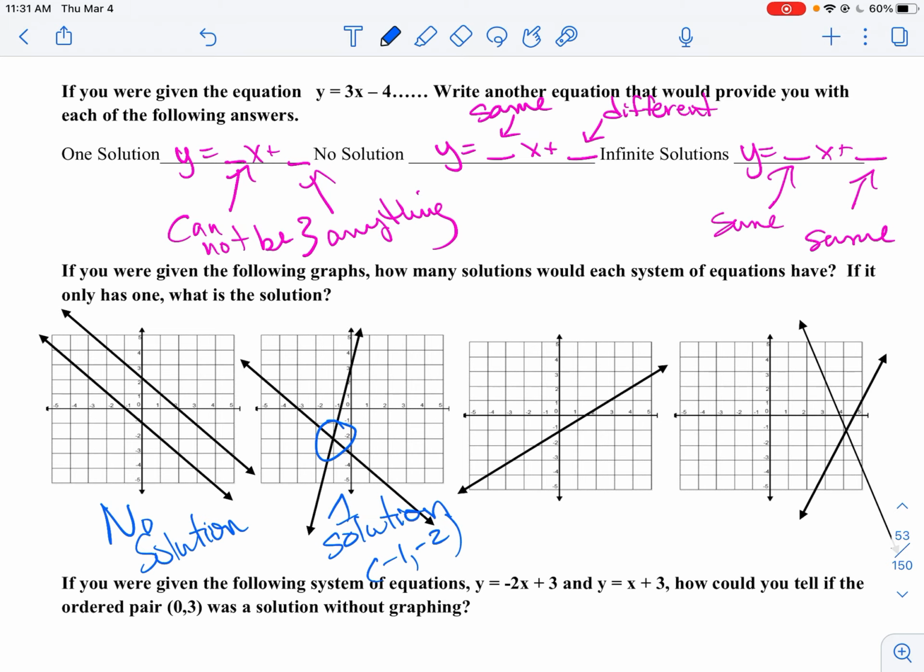This one, because there's one line, that means it's probably one over the other one. So this is infinite solutions. And then again, this is one solution, but we don't write just one solution. We actually write what that solution is, and it looks like the point 4, -1.